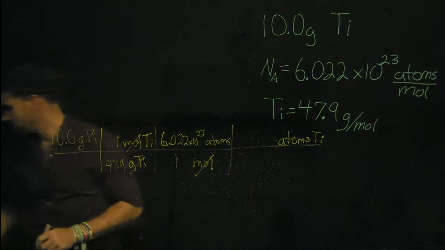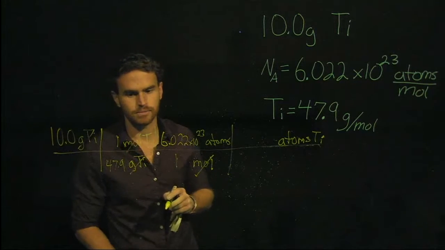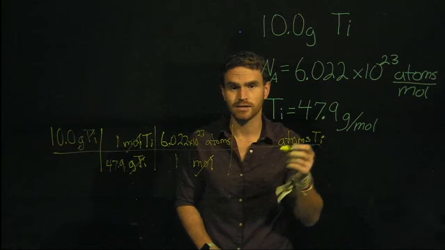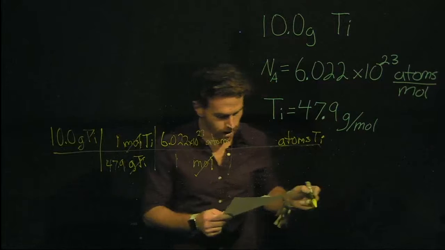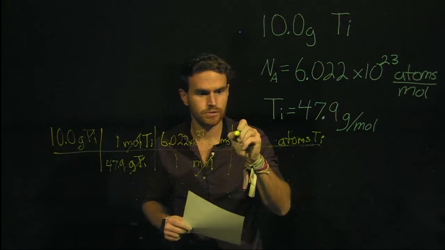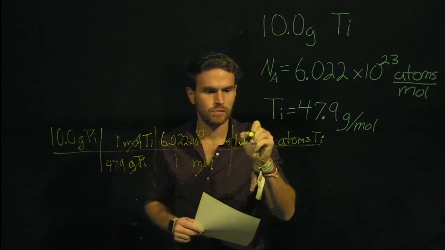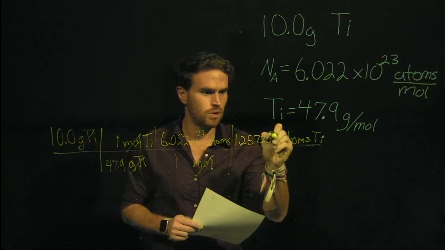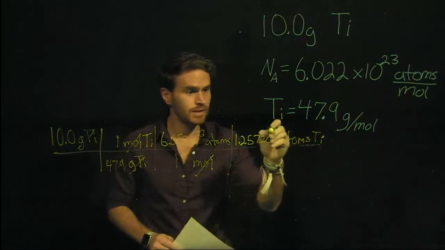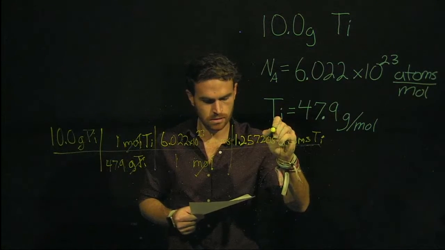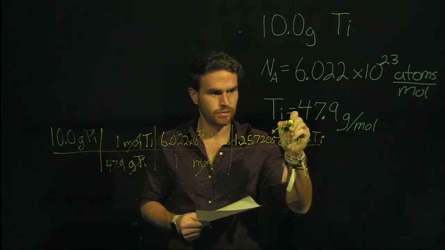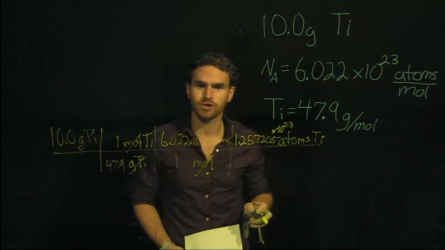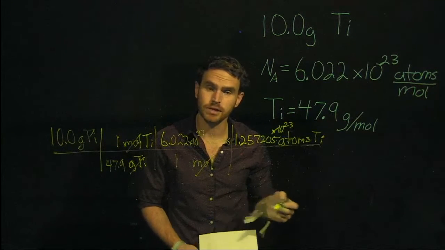So if I went into my calculator and put 10.0 grams divided by 47.9 times 6.022 times 10 to the 23rd atoms, then what your calculator should spit out to you is a value that looks something like 1.257205, etc. times 10 to the 23rd. So if your calculator says 1.257205 or something like that times 10 to the 23rd atoms, then you've done it correct.